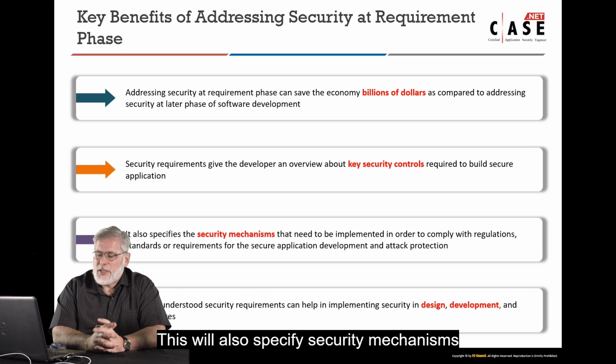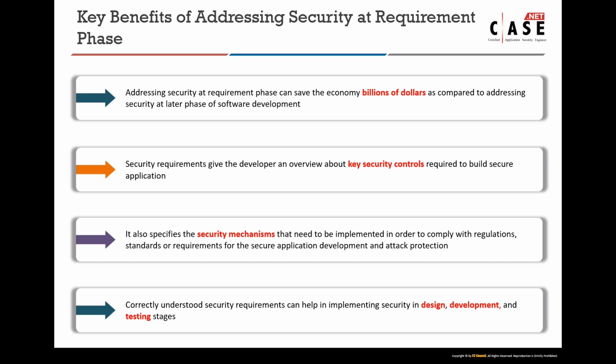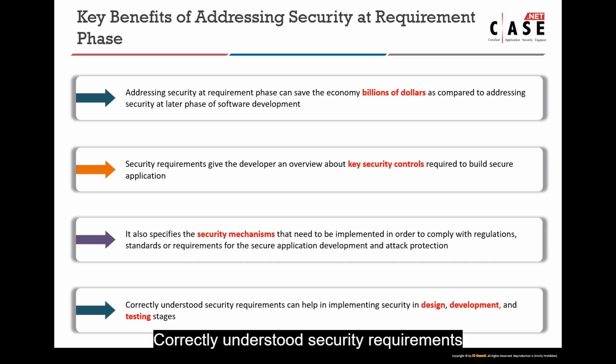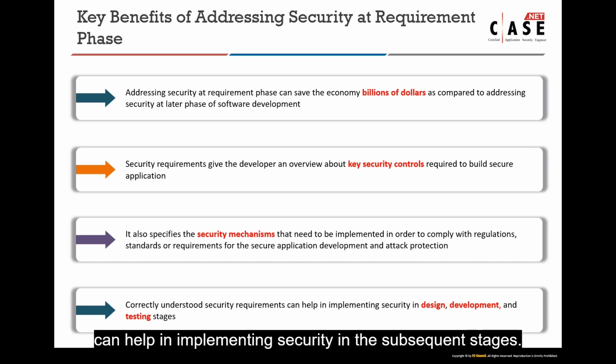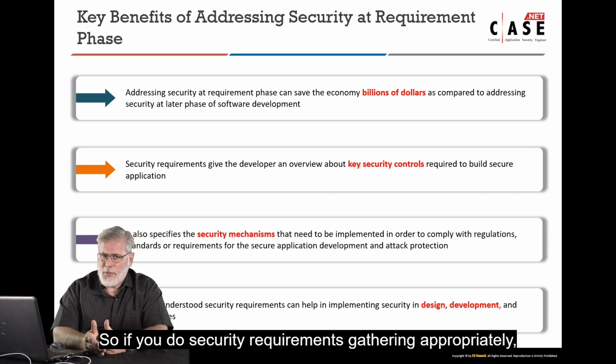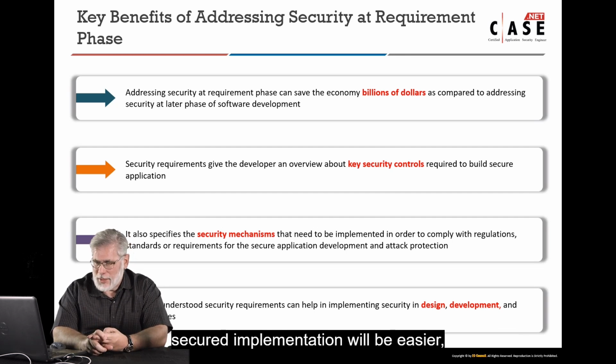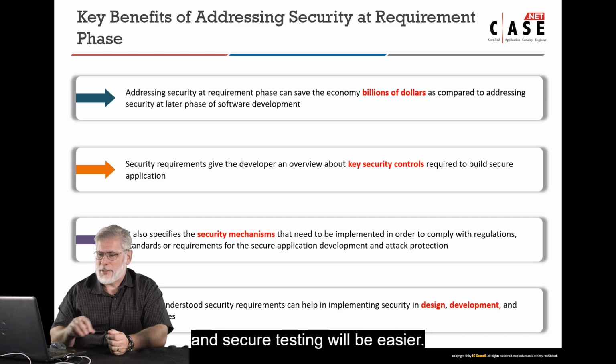This will also specify security mechanisms that have to be in place in the application. Let your programmers again focus on what they need to put into the code while they're writing code. Correctly understood security requirements can help in implementing security in the subsequent stages. So if you do security requirements gathering appropriately, security design is going to be easier, secure implementation will be easier, and secure testing will be easier.